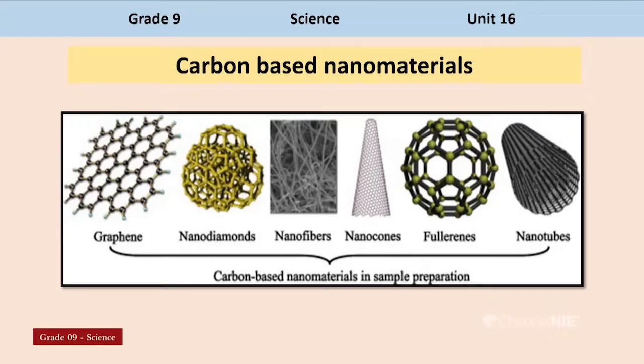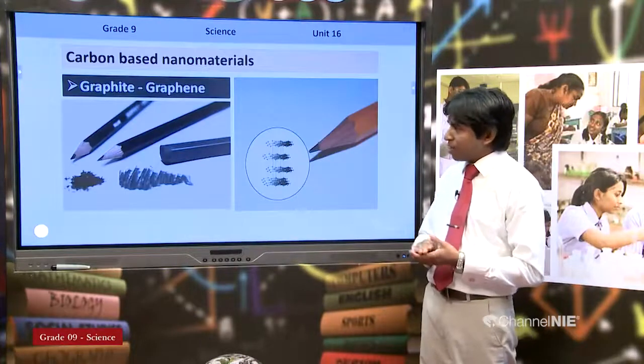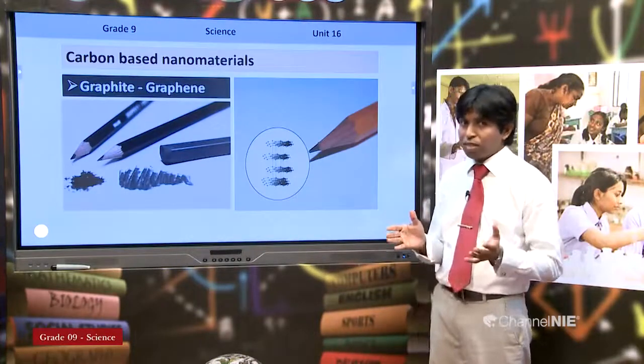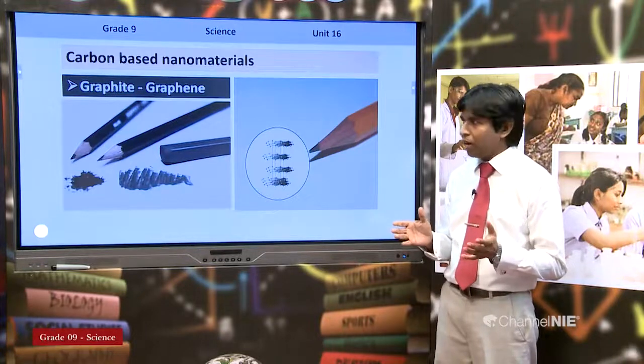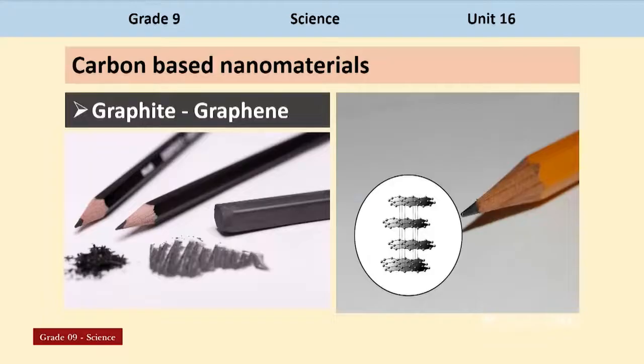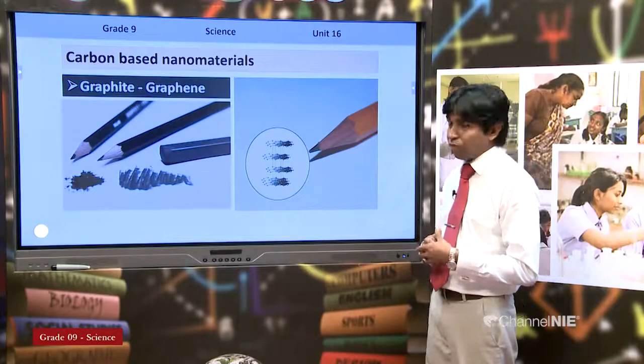There are so many carbon based nanomaterials. You can see graphene, nanodiamonds, nanofibers, nanocones, fullerene and nanotubes. All these are widely used in industries. Graphene is obtained from graphite. We have a graphite deposit in our country, the Bogala graphite deposits. We export a large quantity of graphite annually, but graphene is very expensive. If we import graphene, we have to pay more than what we got for the graphite.